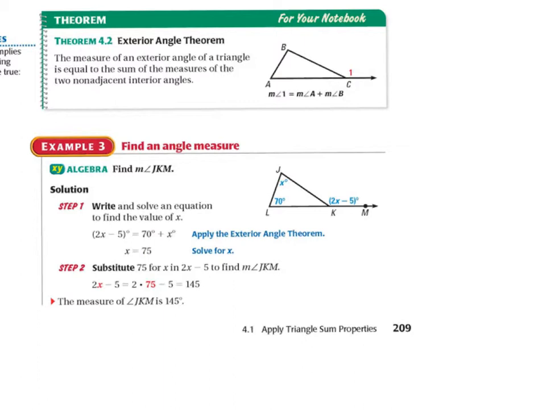Okay, and then if you wanted to find angle JKM, so that's this angle here, then we can plug back in our 75 that we had for x. So 2x minus 5, our 2 times 75 minus 5, and that is going to give us 145 degrees.